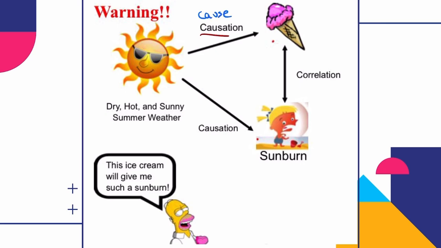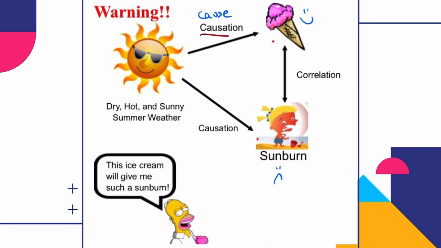Here's an example I like to use. Let's say it's really sunny out, it's hot out, everything's dry. That might cause you to go grab some ice cream to cool off. If it's also really sunny, you might also get a sunburn, which is a sad thing, but it happens in the sun. Now, let's say you have your sunburn and you're holding your ice cream. Are you going to look at your ice cream and say, hey, ice cream, you caused me a sunburn?